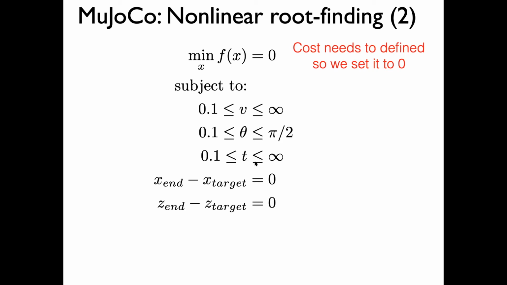Now, in general, the smaller the bounds are, the better the chance of getting an optimal solution. If you can do that, try to do that. Don't keep the bounds so big. Here I've put 0.1 because t cannot be negative. And if you put t equals 0, then there's going to be problems with integration. I never really advise putting a lower bound of 0, even though a lower bound of 0 is perfectly acceptable for theta. And then our constraints are x end should be x target and z end should be z target.